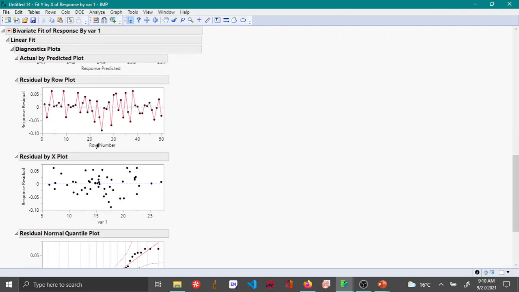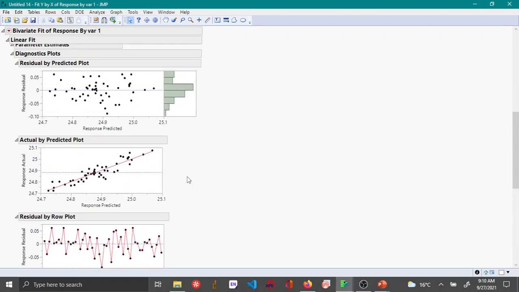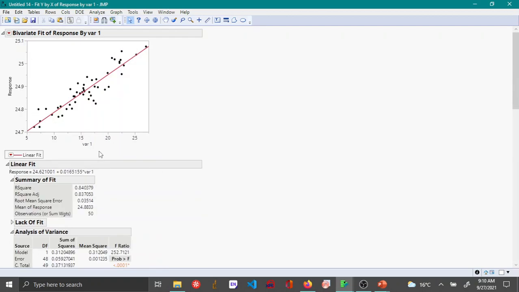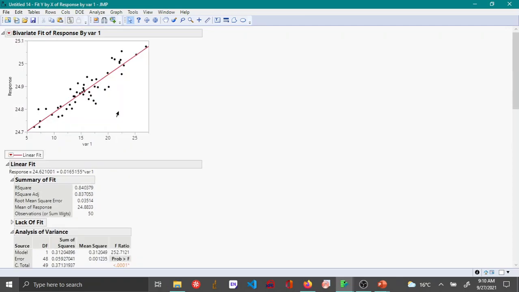And the residual by row plot and the residual by x plot, again, if there are no obvious patterns, they are usually randomly distributed about the center line or zero. And in this case, you can indeed see that they are randomly distributed. So by looking at this residual plot, you can say that the response and the variable one are indeed linearly dependent. So the linear regression is a good fit. So this is how you can use the diagnostic plots under the residual analysis in order to evaluate your linear regression fit.